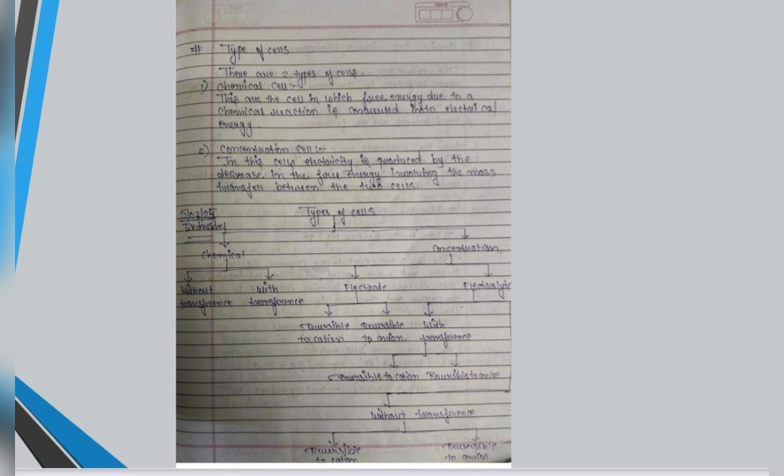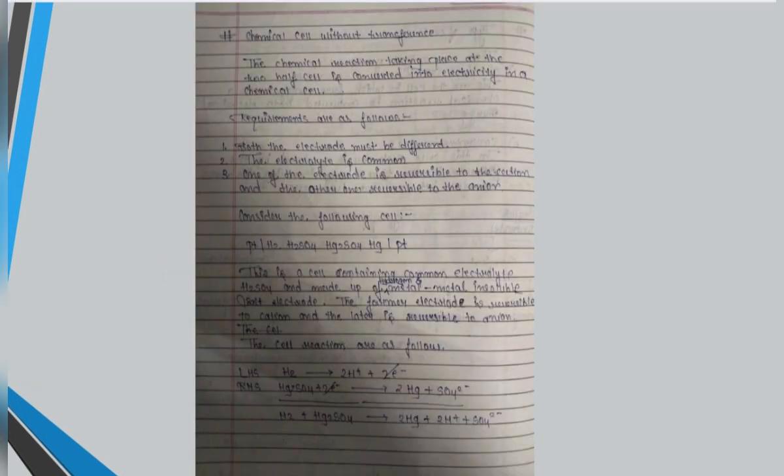Now we go with the first case, that is a chemical cell without transference. The chemical reaction taking place at the two half cells is converted into electricity in a chemical cell. This is the basic principle behind this cell. Now, when you consider the requirements, the first requirement is that both the electrodes must be different. The second is that the electrolyte is common. One of the electrodes is reversible to the cation and the other one is reversible to the anion.